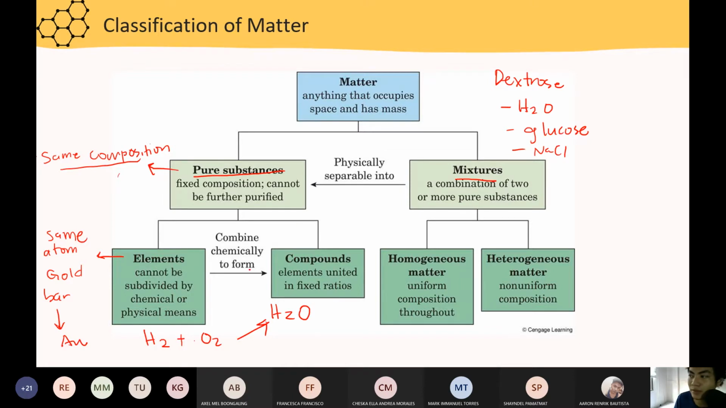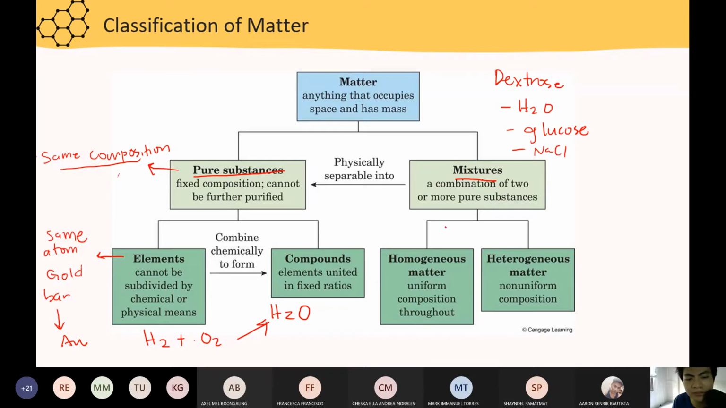Okay? So, yan. And elements or compounds, they can be classified as pure substances. Okay? Now, I hope we're clear with that, ha? Pag sinabing elements, same atom. Pag sinabing compound, combination of atoms, or molecules. Okay? So, yan yung ating types of pure substances. Very easy, di ba? So, now, let's proceed with the mixture.